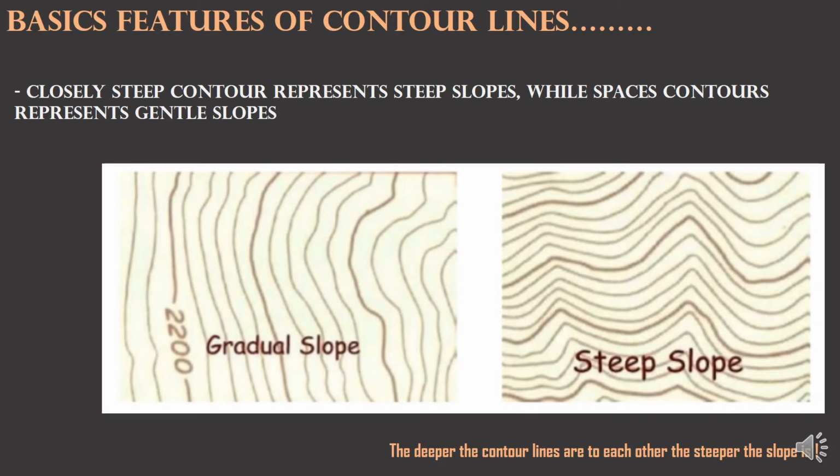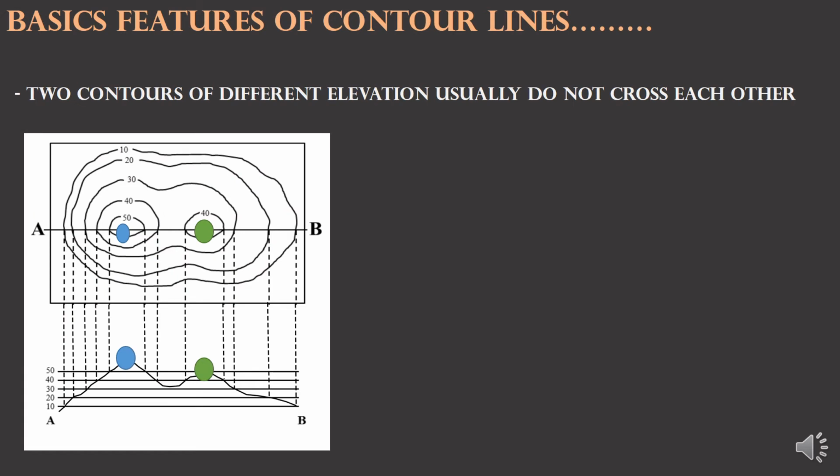And this is another diagram that represents the same concept. As well, two contours of different elevations usually do not cross each other. We can see clearly the two points, the blue one and the green one. They are different in height or elevation, and as well, in the layout, they do not intersect.